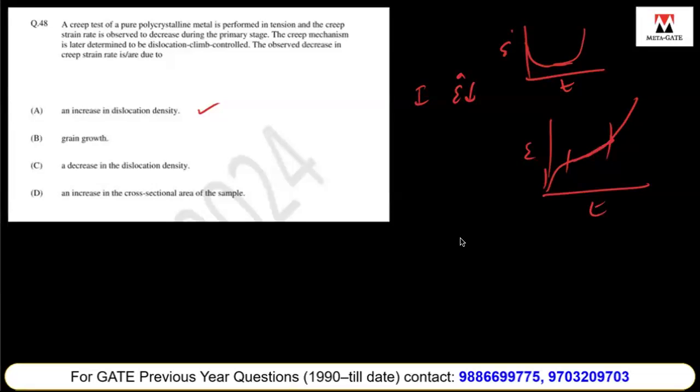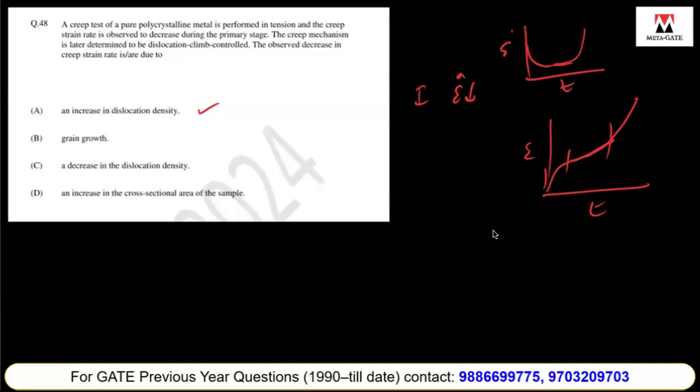Grain growth can occur during creep, but it typically happens in later stages and has less significant impact on the primary stage compared to dislocation density. Decrease in dislocation density would contradict the observed phenomena; increasing work hardening wouldn't be consistent if dislocation climb is the dominant mechanism. Increase in cross-sectional area generally does not impact the intrinsic creep rate per unit area. It would affect the fatigue properties: the more the exposed surface area, the more the fatigue failure.